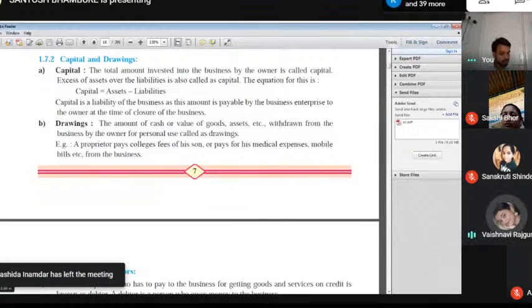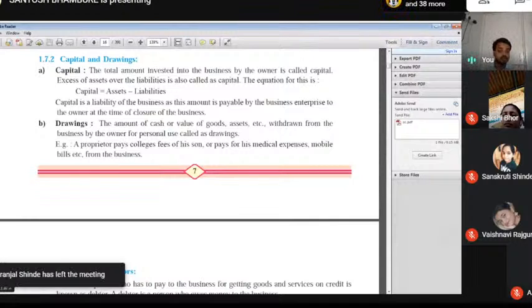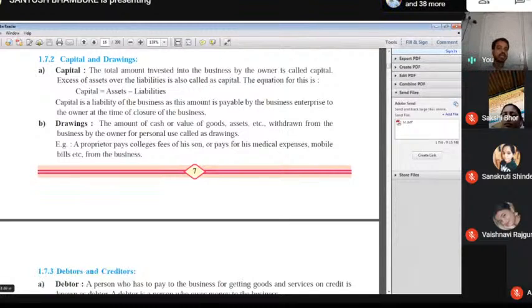Barter system is an old method of exchange. But what is the connection of money and exchange? Yes, Vaishnavi. What is the connection of money and exchange? No idea. Okay, so remember, in earlier days we had no idea about money. At that time we exchanged goods against goods. It means I provided goods and I received goods. That means barter system. Then our next point is drawings.